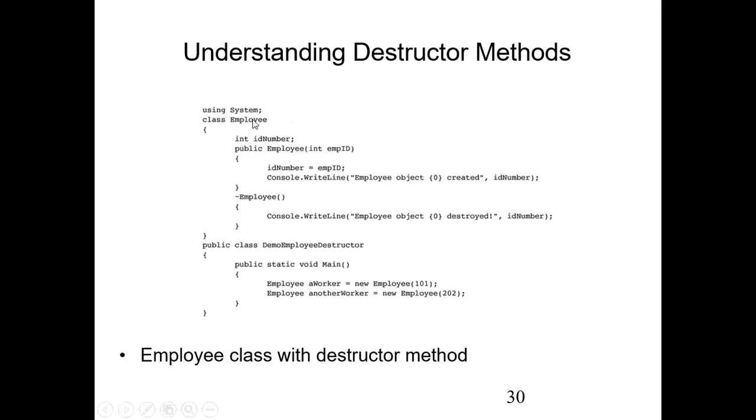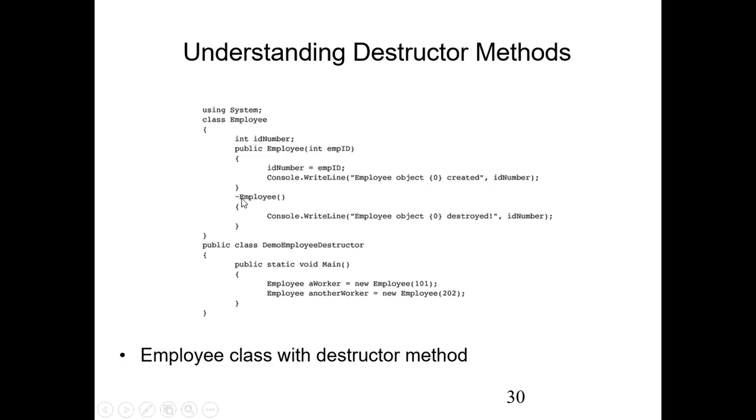So here we have our class Employee, and then we have our ID number, then we have the constructor. We are saying that this is a constructor because, one, it's a method. We are saying it's a method because of these brackets. Its name is the same as the name of the class, and it does not have any return type. So this is a constructor. It sets the employee ID, and then it displays the message: Employee object, then specifies the ID number, then created.